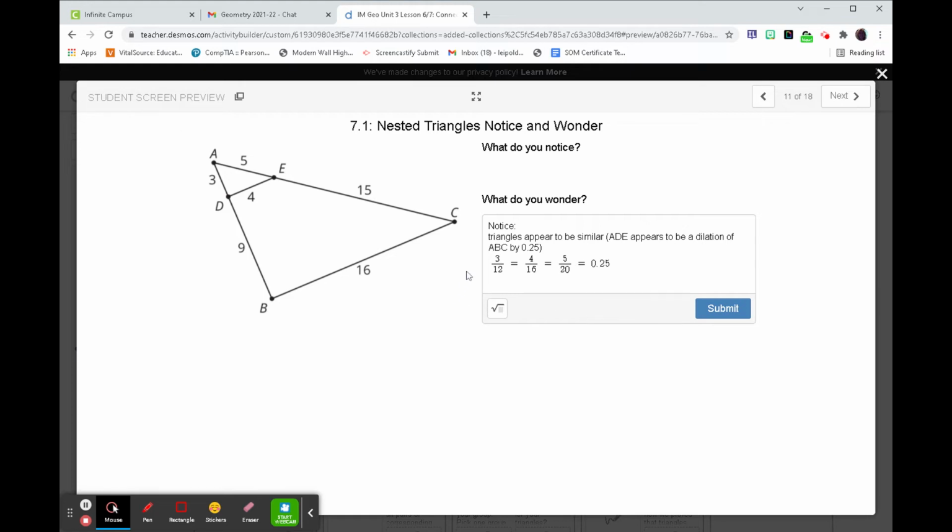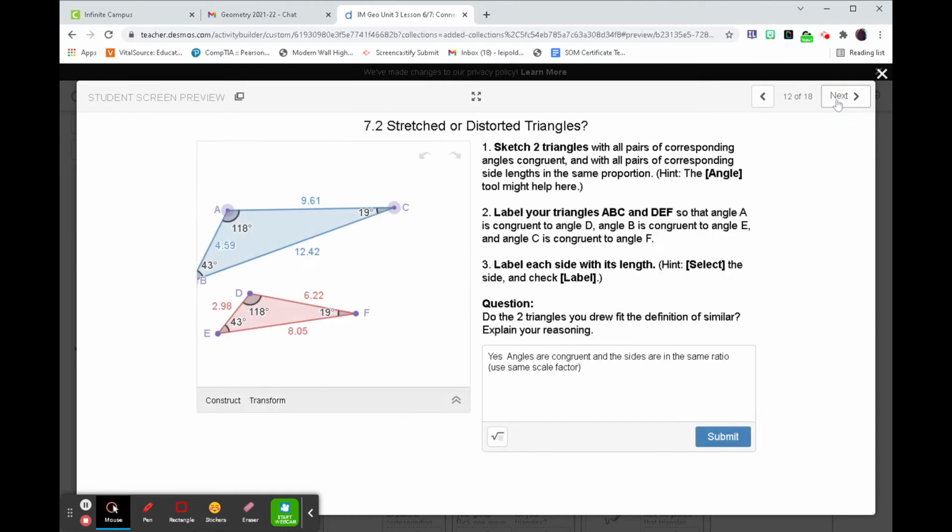And how did I get that? Well, I took 3 divided by 12. Remember, it's this AD over the entire section AB, which in this case would be 12. So 3 over 12, 5 over 20, and then the third one is 4 over 16. We don't have to add those two together because DE is not part of the segment BC in this case. So in each case, we have 0.25, which tells us that this would be a dilation by a scale factor of 0.25 or 1/4.